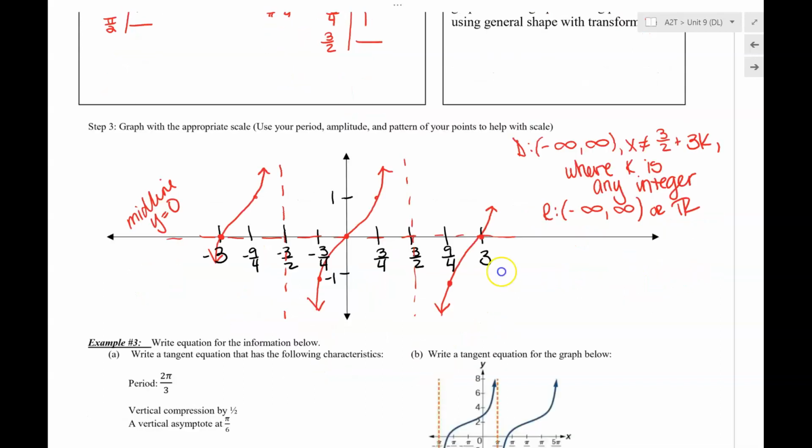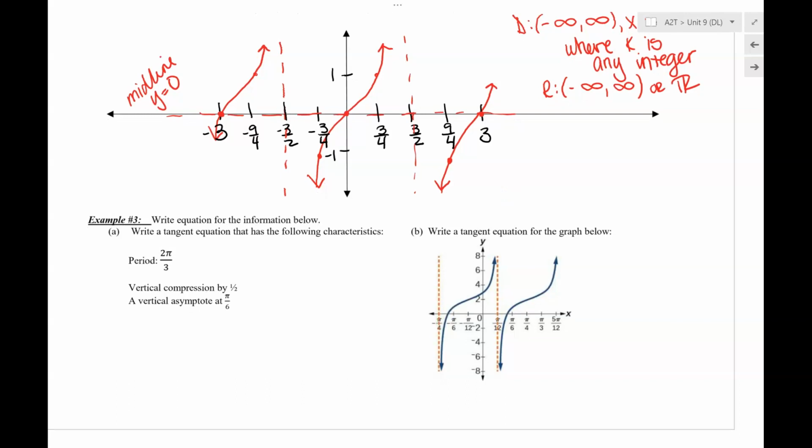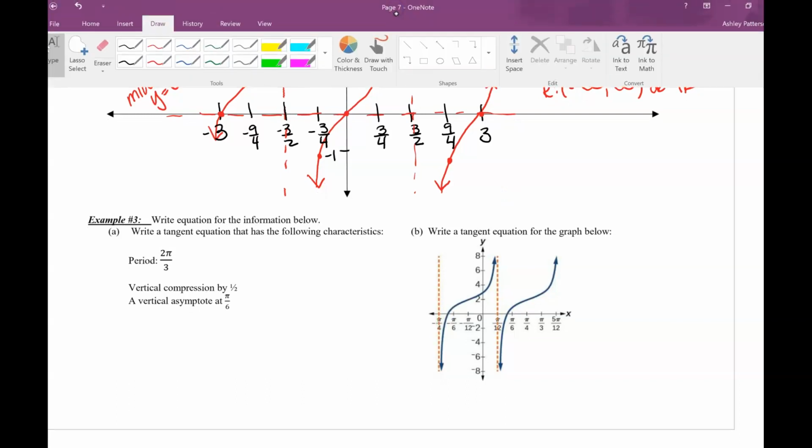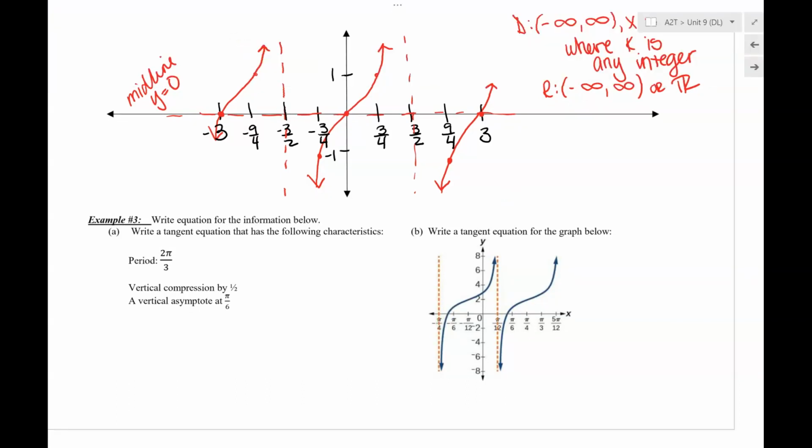Nice. All right, two more examples, you guys. Write a tangent equation that has the following characteristics. So we did this with sine and cosine. Sorry, my chair is so squeaky.